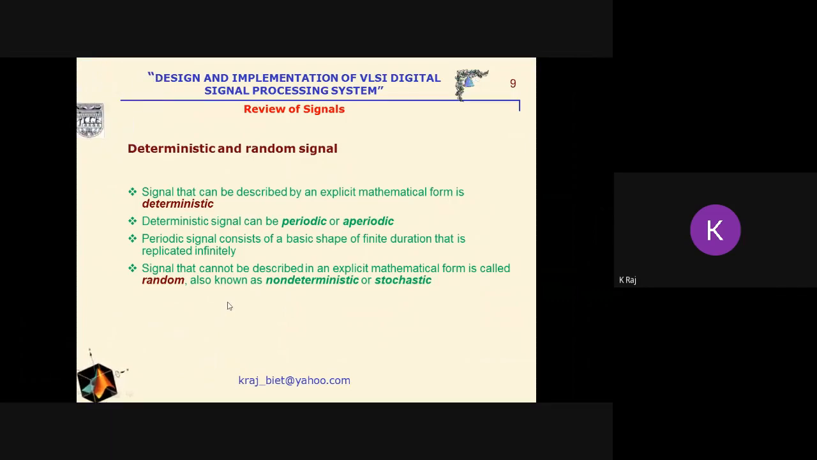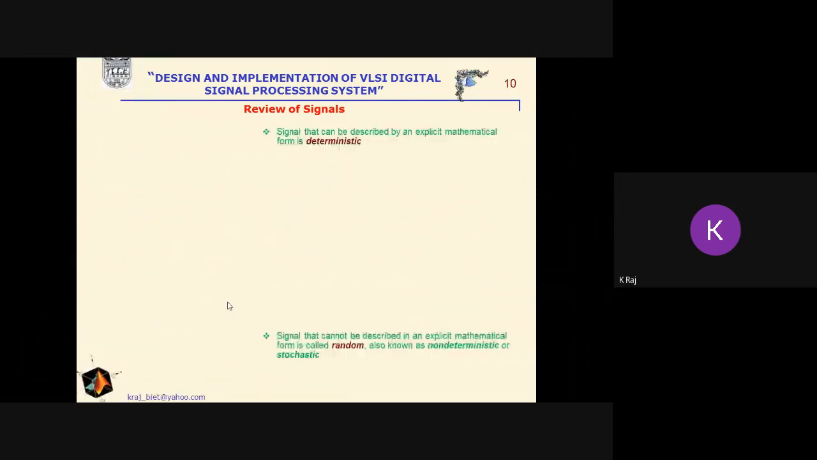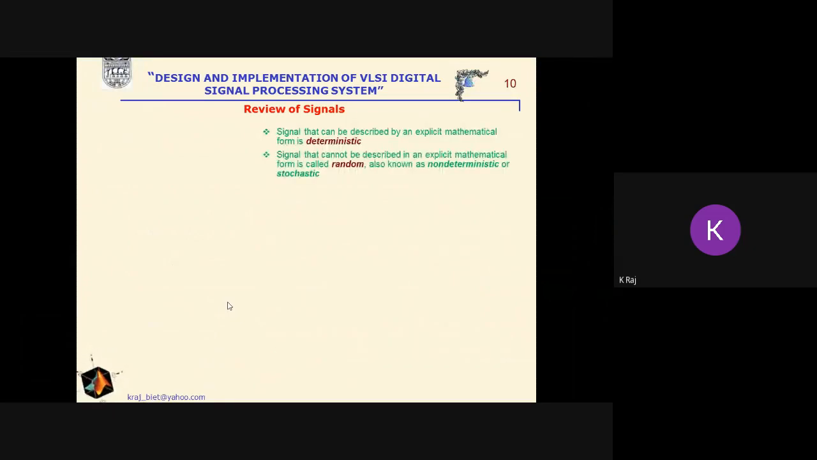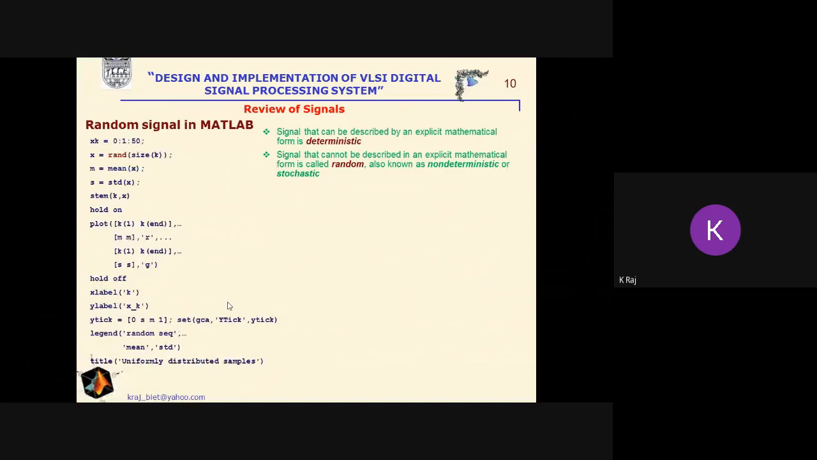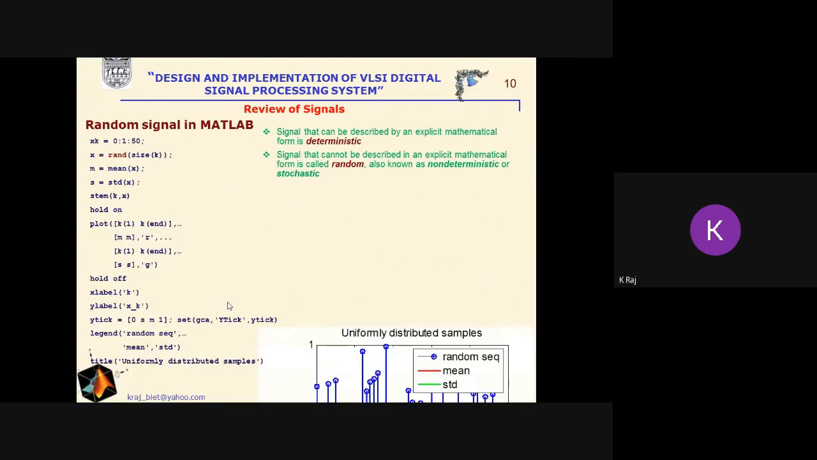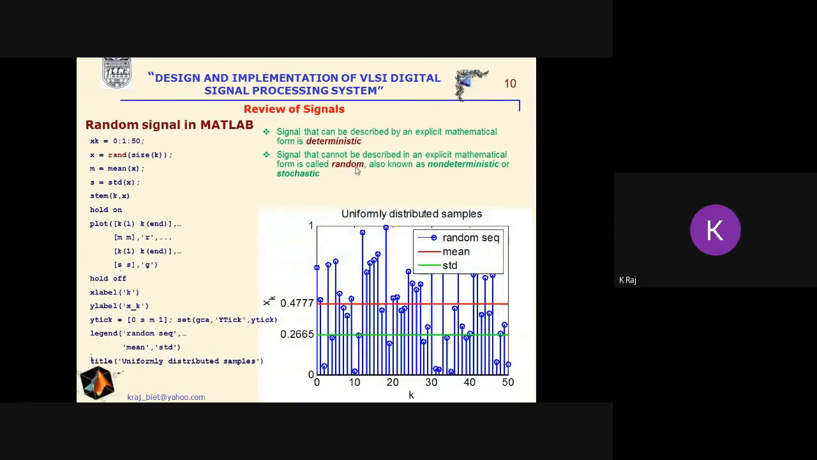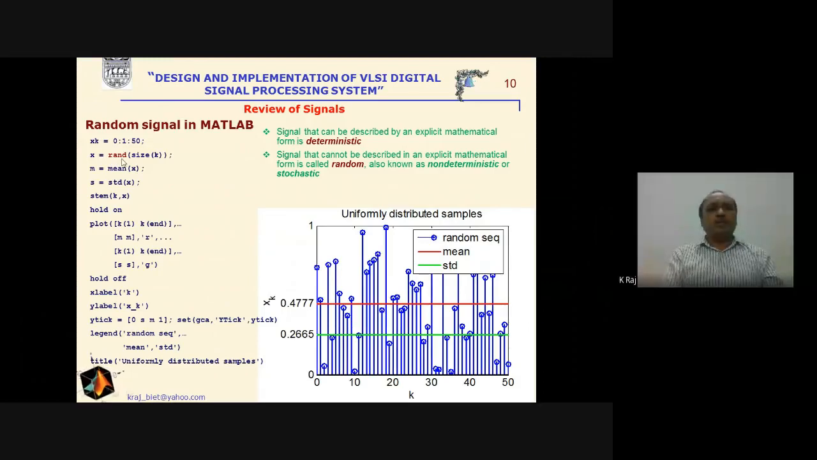So in order to develop the model, the need for a random function arises, which will be considered to generate the random signal. Now the signal that can be described with the help of an explicit formula becomes deterministic. The second one becomes random, and for the generation of the random signal, we will utilize the function named RND, the random function.